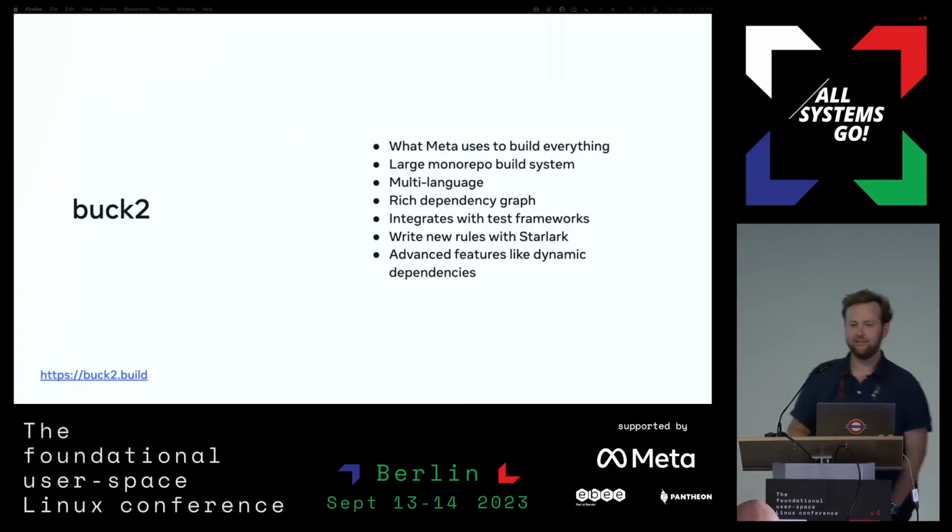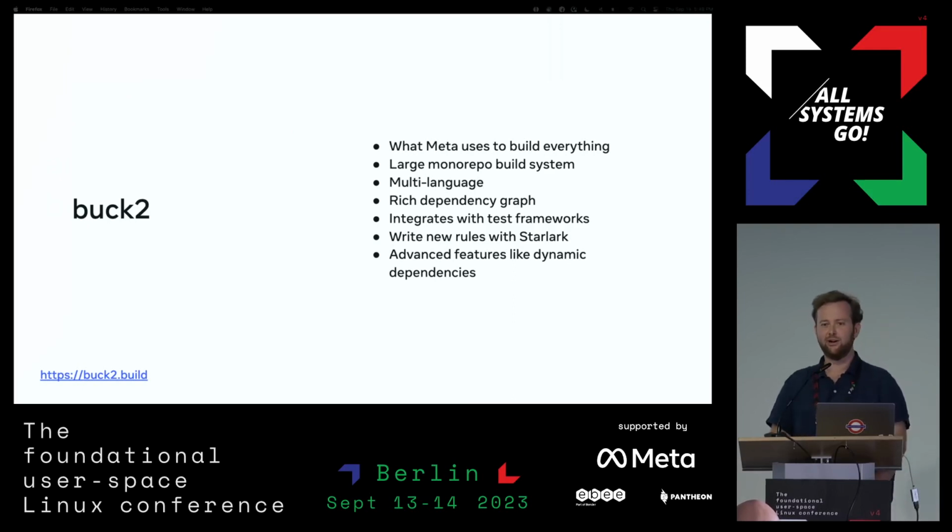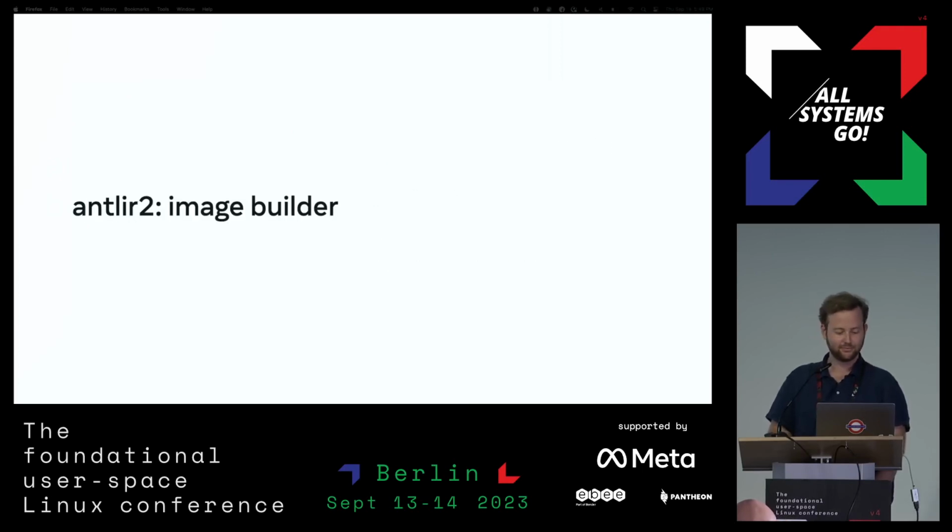And there's some really cool advanced features that aren't typically present in other build systems like this, like dynamic dependencies, where we can produce new dependencies that the user didn't necessarily declare. So quick touch on Buck2. Now the interesting part is Antlir2, which is our image builder.